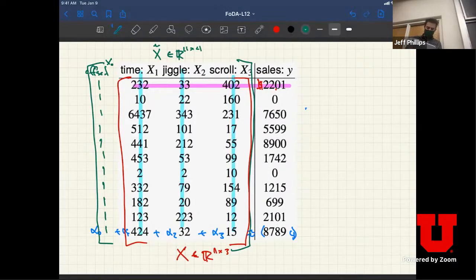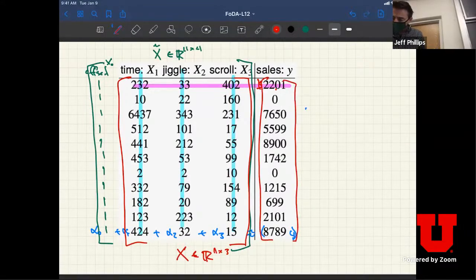And then similarly, I'm going to think of my Y as a vector here. So this Y is in R11, an 11-dimensional vector.